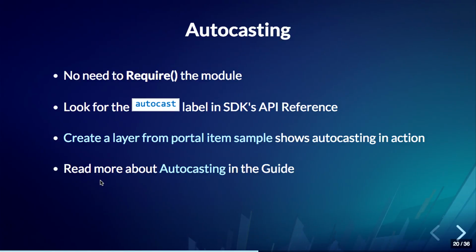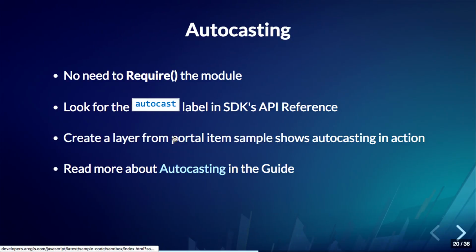One of the nice things about the API in general, and it's used a lot when you're working with renderers, is that we have this thing called autocasting. We talked about requiring the module and figuring out which module you need to load. You don't need to load every module. If the API reference has the autocast label, then that means the API is smart enough to know when you're using it, and it'll load it for you. So you don't have to add another module to your require statement.